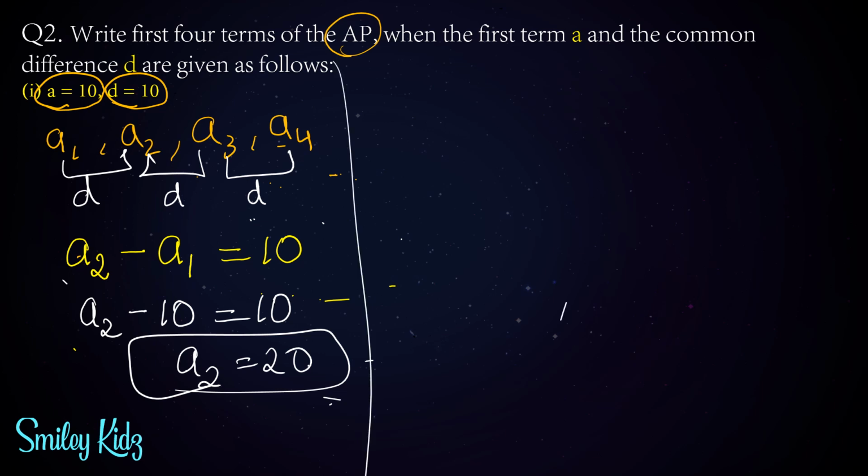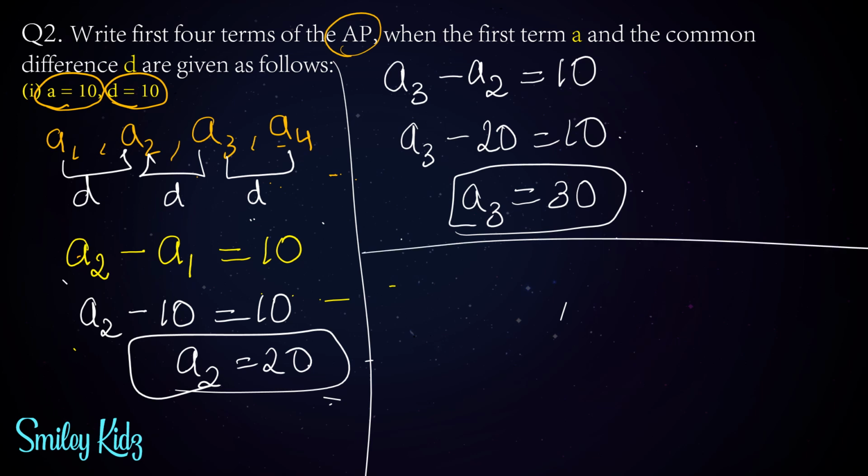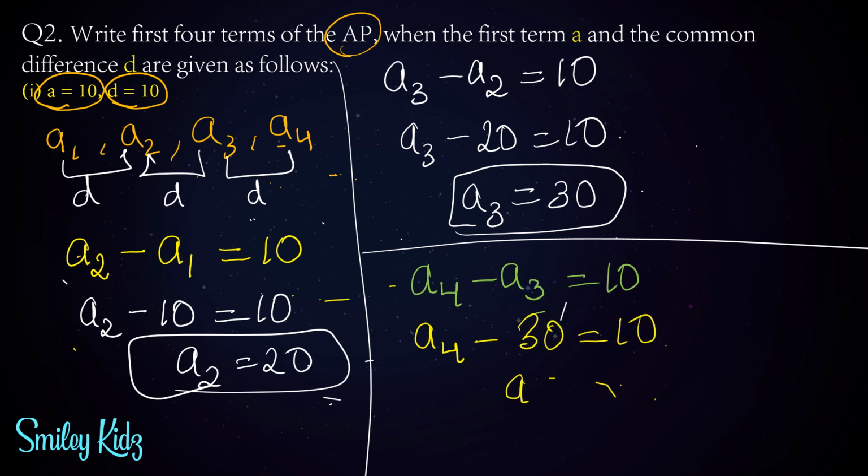Now moving forward, A3 minus A2 is equal to 10 because my common difference is 10. A3 is unknown but A2 is known to us, which is 20. Now A3 turns out to be 30. Okay. Now moving forward, we have A4 minus A3 is equal to 10. What is the value of A4? That is unknown to us. But A3 is 30, so A4 is equal to 10 plus 30, which is equal to 40.